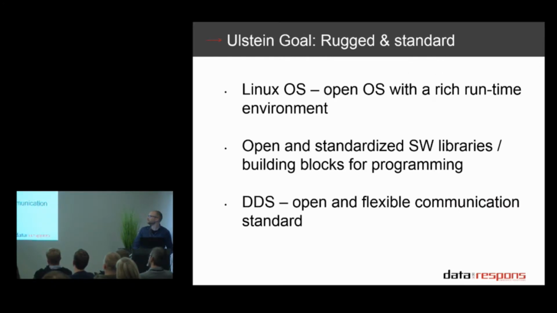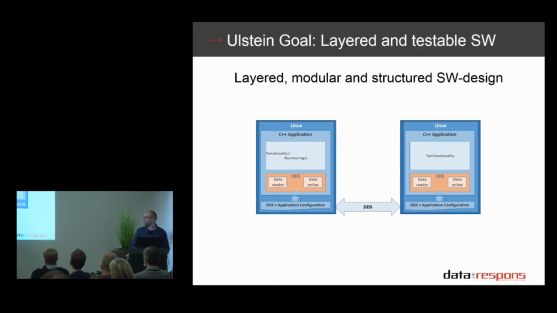So the software, to be rugged and standard, they based it on Linux and chose a lot of open standardized software libraries, like Boost, C++ standard library, stuff like that. And then the DDS. And they tried to make it layered so that you only focus on your business logic and your functionality. Then you let DDS do all the middleware stuff. And then you can also make test functionality and just plug it right into the DDS network.